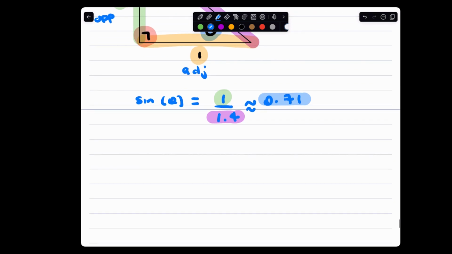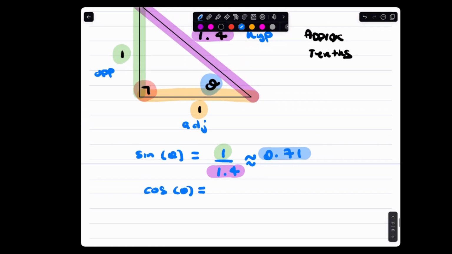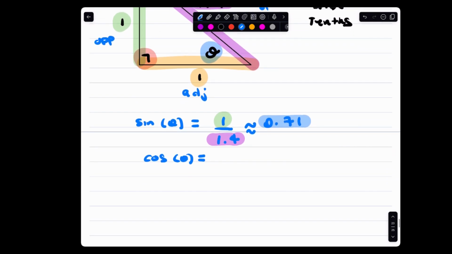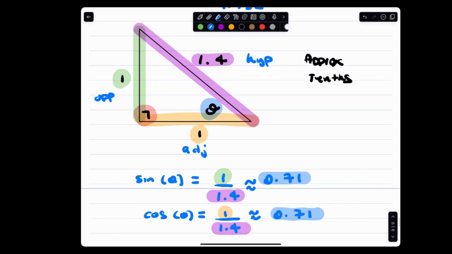Okay, what about cosine here? What's cosine theta going to be? What's that definition? Adjacent over hypotenuse. What's the adjacent side? 1. And then the hypotenuse is 1.4. So that's the same answer. Is that right? 0.71? All right. Easy peasy lemon squeezy?